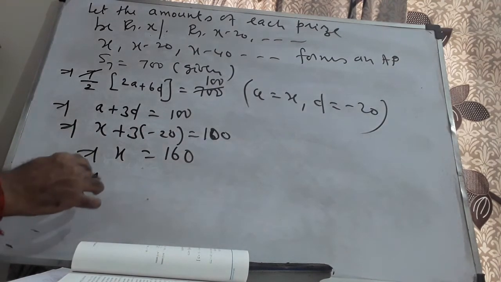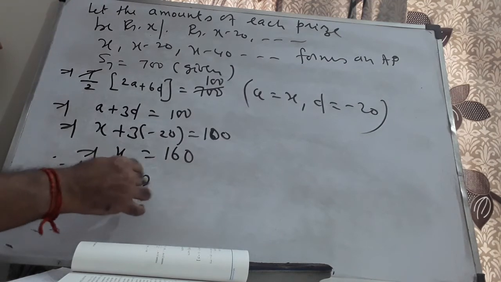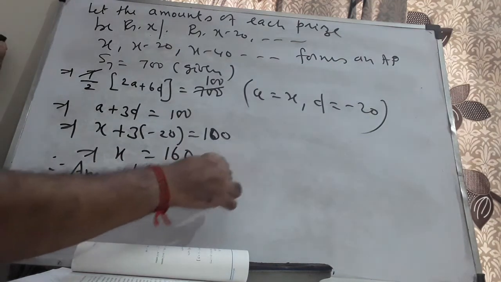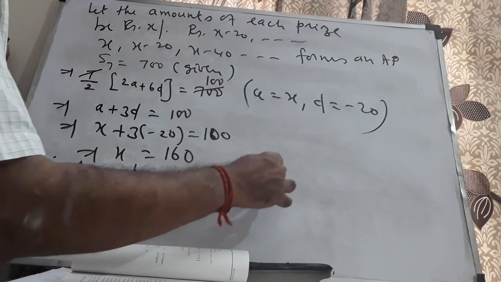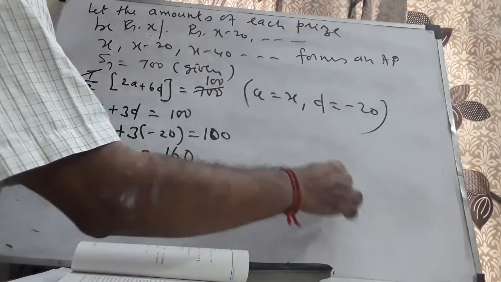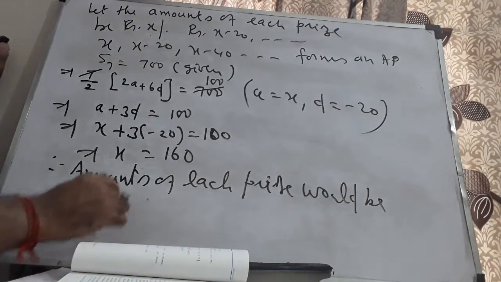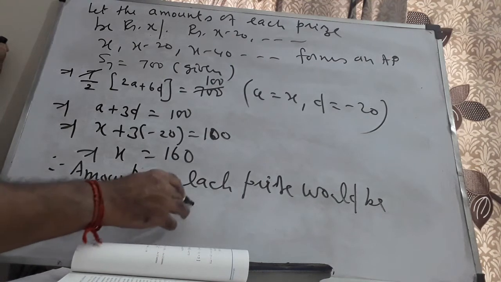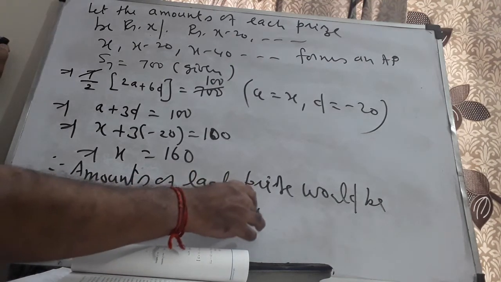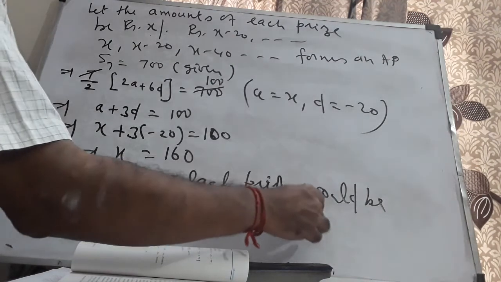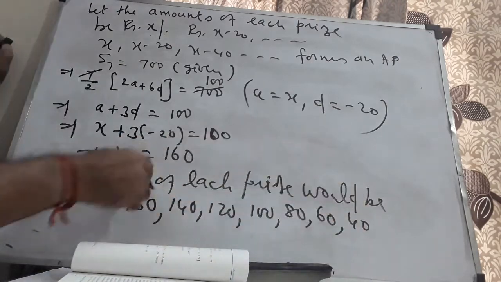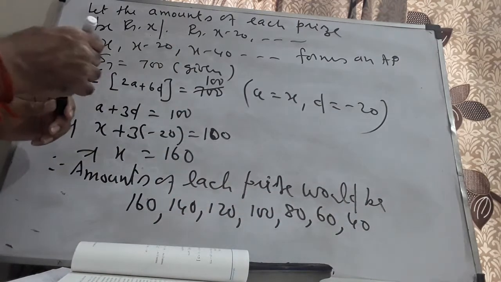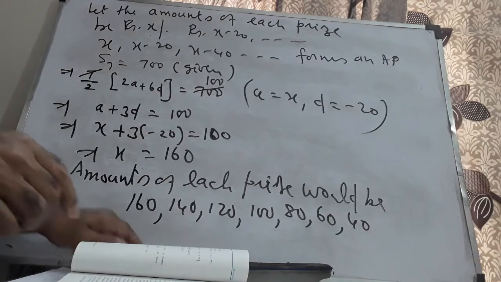Therefore, the amounts of each prize would be 160, 140, 120, 100, 80, 60, 40. That is 1, 2, 3, 4, 5, 6, 7. I should write 7 such terms of the AP.